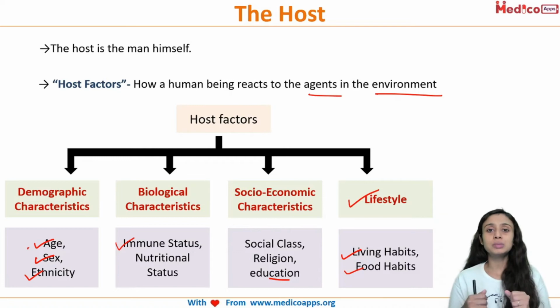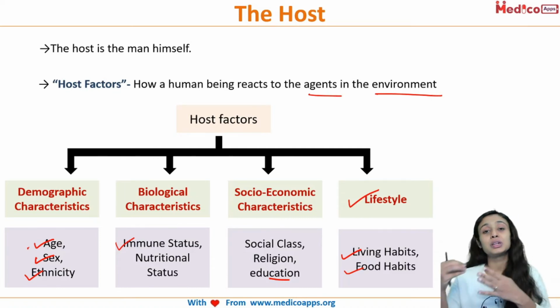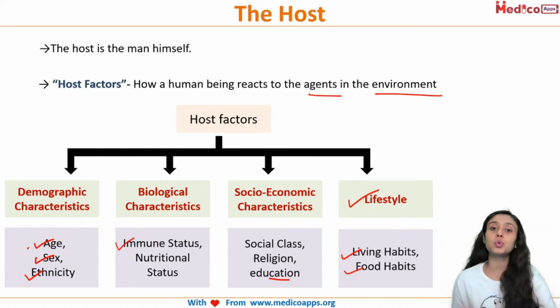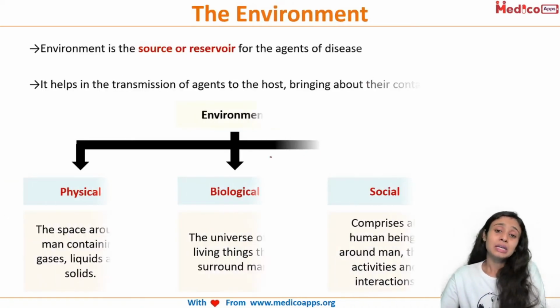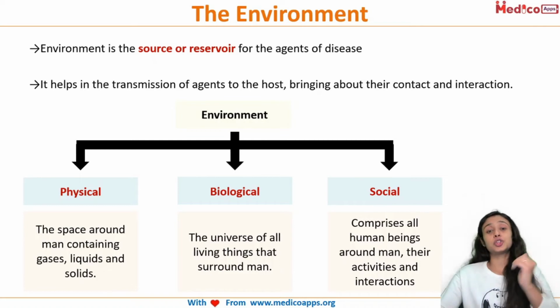So again, human beings are under the control of a lot of other factors. It depends upon our age, our gender, our ethnicity, the quality of food, and because of the quality of food, our immune status, nutritional status, and economic status. So all this tends to affect the human being. And then the environment, that is the environment in which the human being is staying.